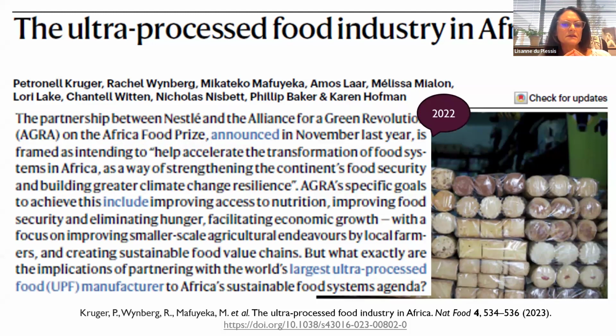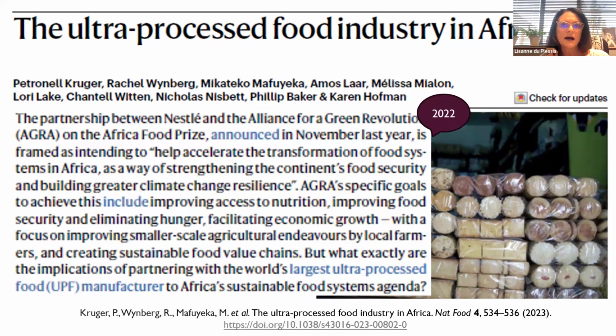And they say here that these two framed this specific partnership as to help accelerate the transformation of food systems in Africa as a way of strengthening the continent's food security and building greater climate change resilience. So they are speaking right to the problems that we know we have in access to nutrition, improving food security, eliminating hunger, facilitating economic growth. And they also put a focus here specifically on small-scale farmers, local farmers, in creating sustainable food value chains. So they are speaking to our hearts here because we are worried about this specific domain.